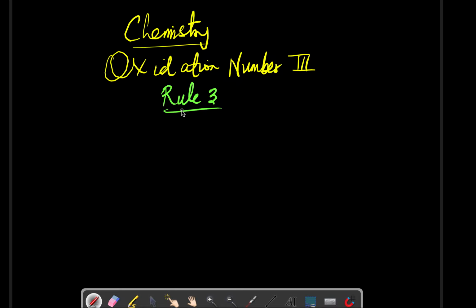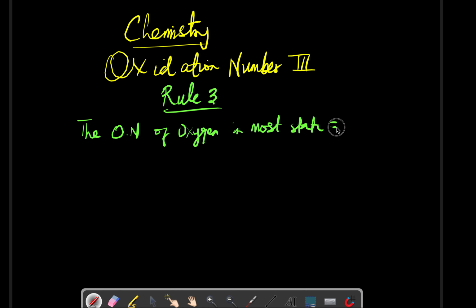So, for this particular rule 3 on the oxidation number in chemistry, we want to talk about the oxidation number of oxygen, particularly in most states. Remember, I just want you to know this one, it is very important. The oxidation number of oxygen in most states is -2.